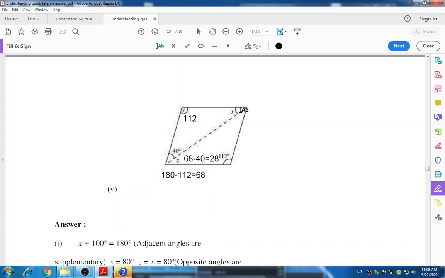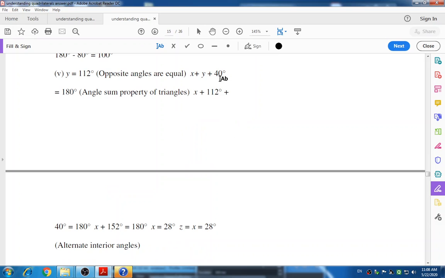Look at here how we can solve this fifth example. Y is equal to 112, opposite angles are equal, so X plus Y plus 40 is equal to 180 degree, by using the angle sum property of triangles. So X plus 112 plus 40 degree is equal to 180 degree. So X plus 152 degree is equal to 180. On subtracting we get the value of X is 28 degree, and X and Z are alternate interior angles which are equal in measure. So the measure of Z is also 28 degree.